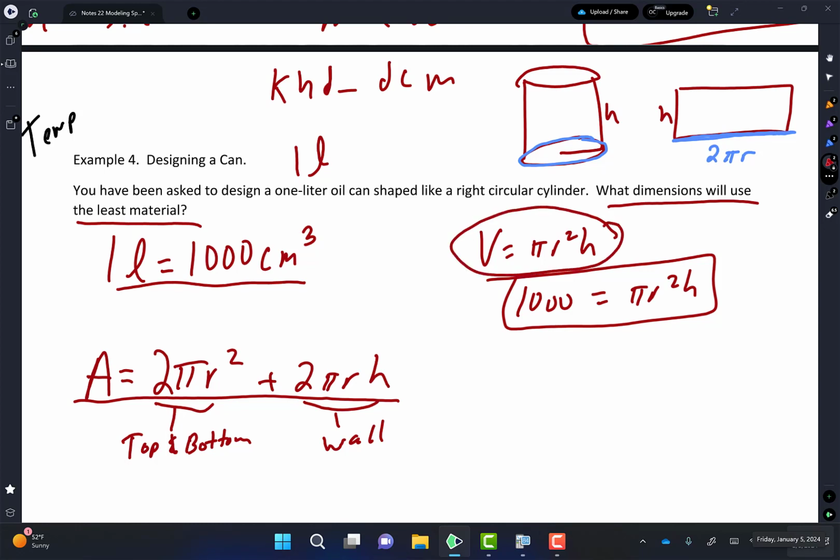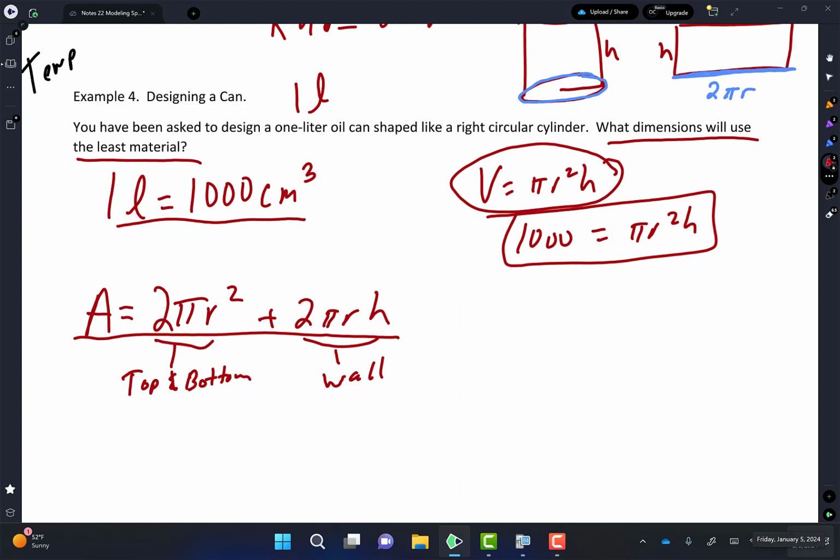Does that make sense? So I take this, and you can choose whichever letter you want. I see it, and I think I want to use R. Why do you want to use R? Because I see R here, and I see R here. So I think it's easy if I just replace the H. Does that make sense? So that's how you should be thinking.